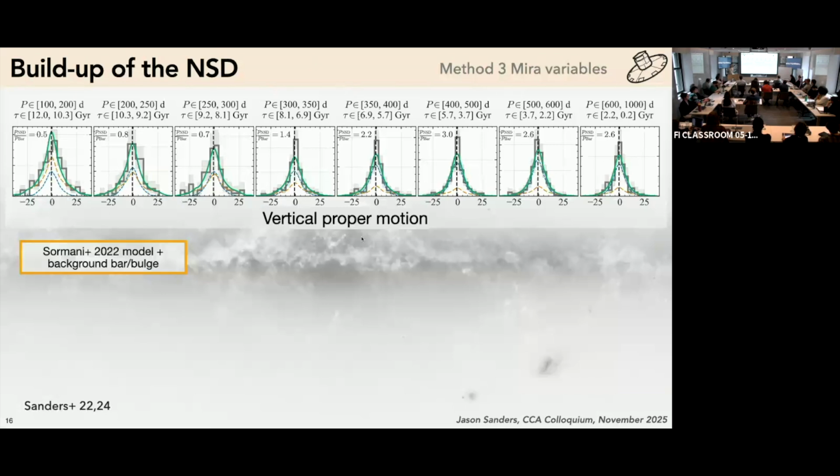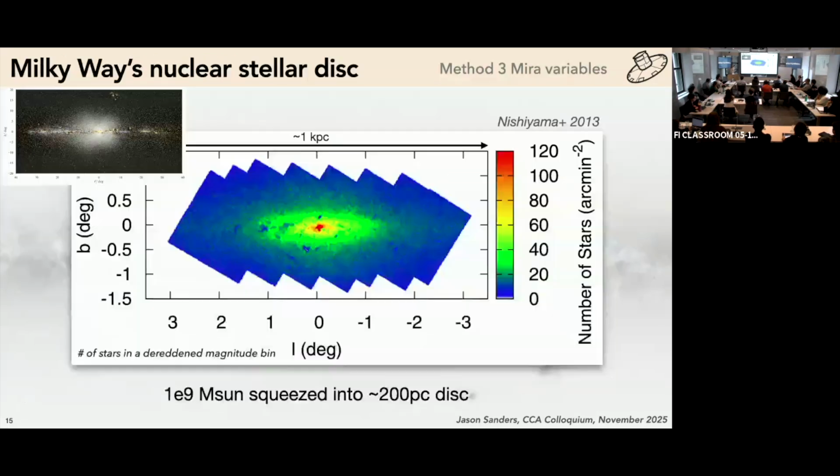Mira variables are great as age indicators, and they also follow period-luminosity relations. So in theory, we could work out exactly whether they are within the nuclear stellar disk region. But this is complicated because of the reddening, again, because of the extreme extinction. So instead, one thing I've done is look at the membership of the nuclear stellar disk by looking at the proper motions.